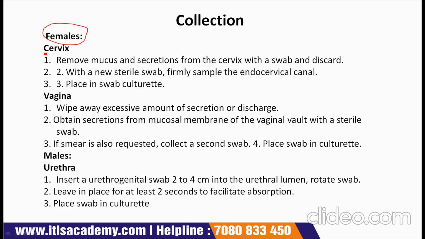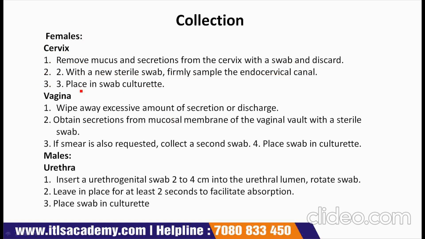Firstly, we will see specimen collection from cervix. First point is, remove mucus and secretions from the cervix with a swab and discard. Next point is, with a new sterile swab, firmly sample the endocervical canal. Third, place swab in culturette. This is the process of collection from the cervix.